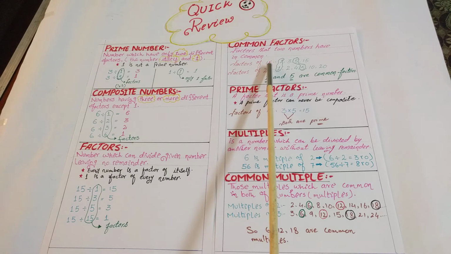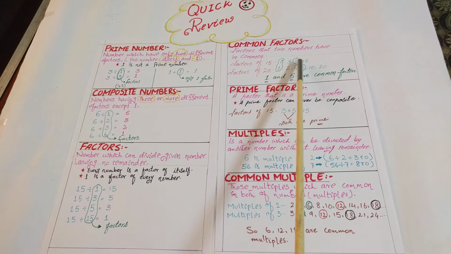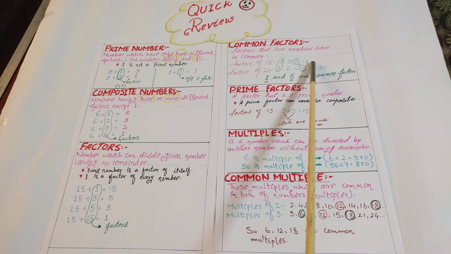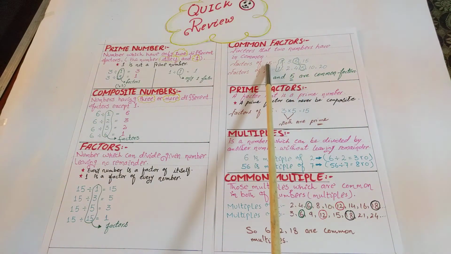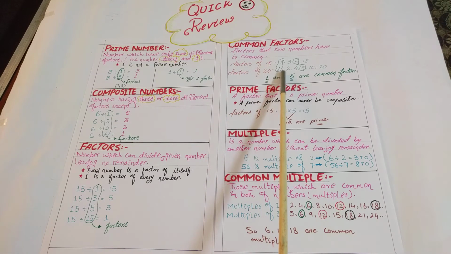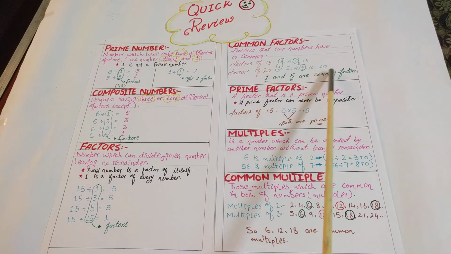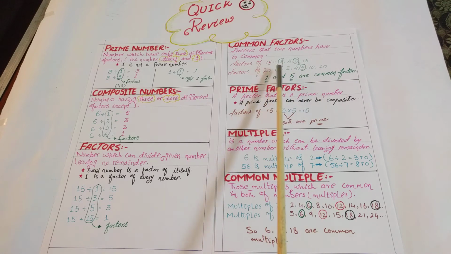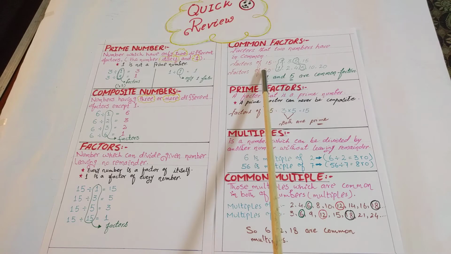Factors of 15. 1 is a factor of 15. 3 is a factor of 15. 5 is a factor of 15. 15 is a factor of 15. These all factors completely divide the number 15. Factors of 20: 1, 2, 4, 5, 10 and 20. These are all the factors of 20, because these numbers completely divide 20 without leaving any remainder.